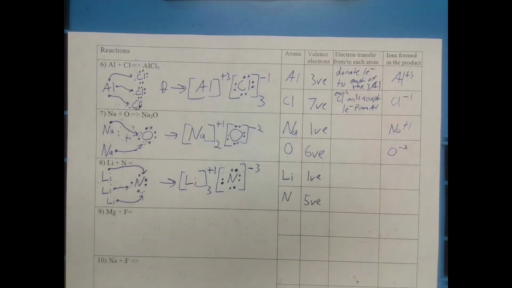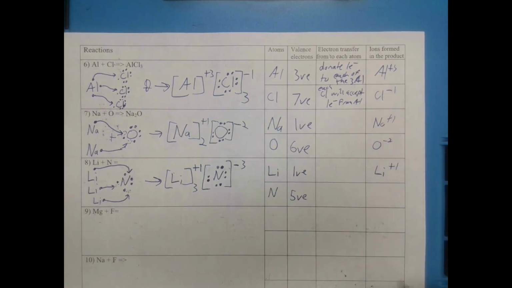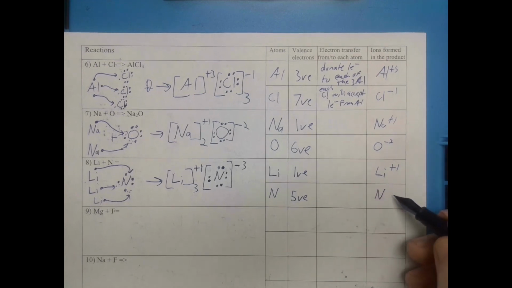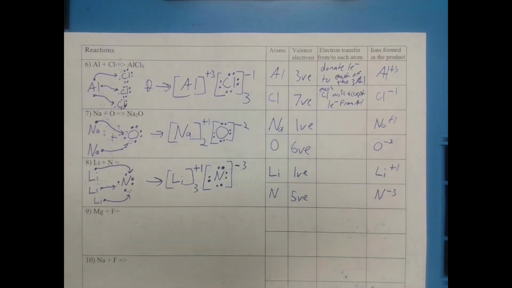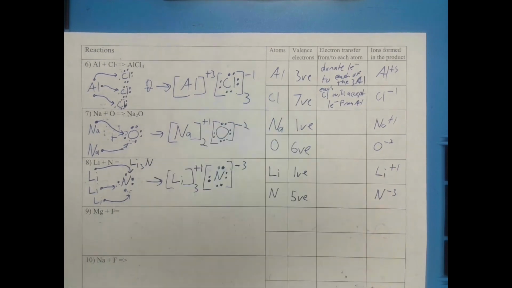And there's only one of them. Again, we usually omit ones. So the lithium is going to get a +1 charge, the nitrogen a -3 charge. So our formula is Li3N.